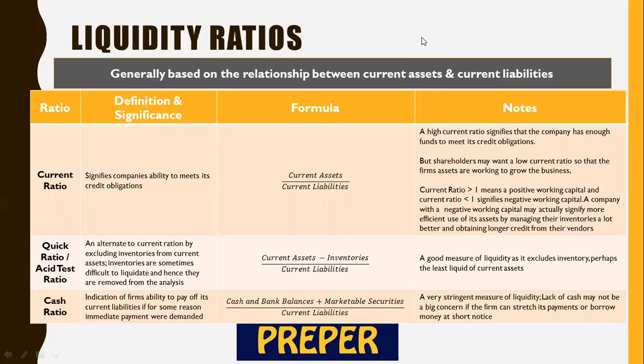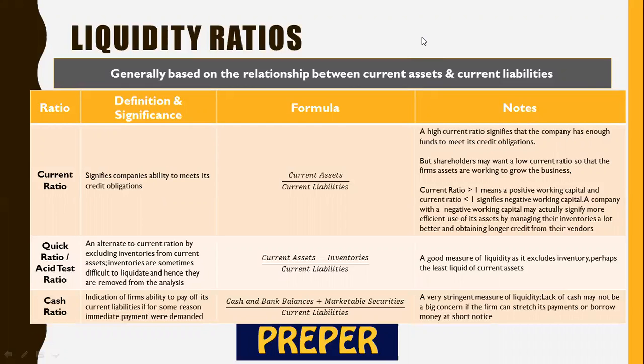All right, friends, let's start getting into the thick of things. Let's start with liquidity ratios. So liquidity ratios, as we said, basically give you information. They tell you whether the company has enough assets to meet its short-term obligations. And it's generally based on the relationship between the current assets and current liability section of the balance sheet.